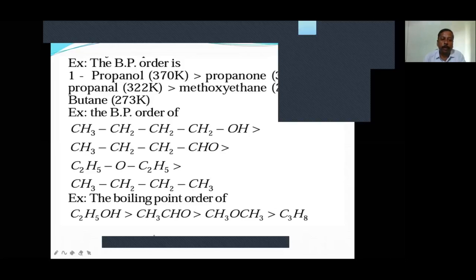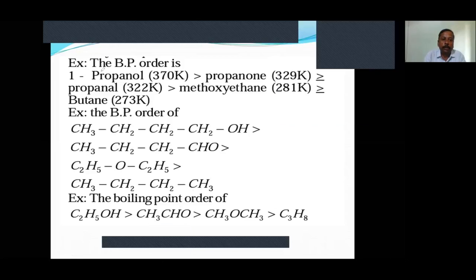Next is about the boiling point examples. See here: alcohol, then ketone, aldehyde. Even between ketone and aldehyde there is a change in the boiling point. Ketone has a higher boiling point than the aldehyde, then ether, then hydrocarbon. This is the same example: propanol, butanol, butanaldehyde, ether and butane. Same way, some more examples are like this: alcohol, aldehyde, ether and alkane. I think it is clear now.